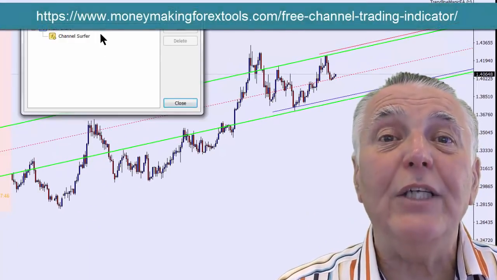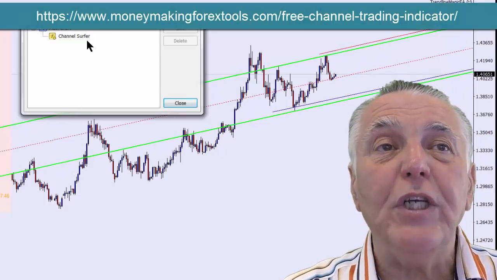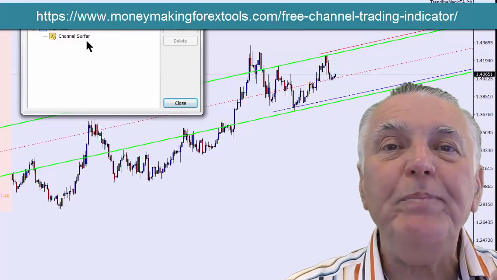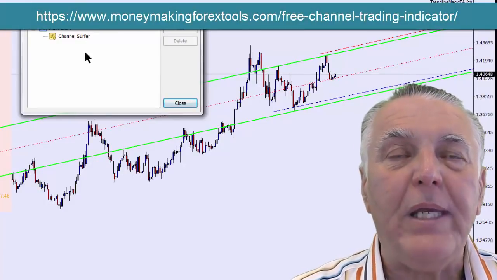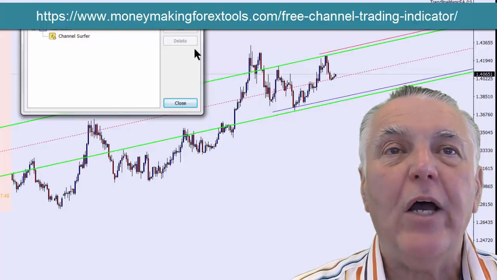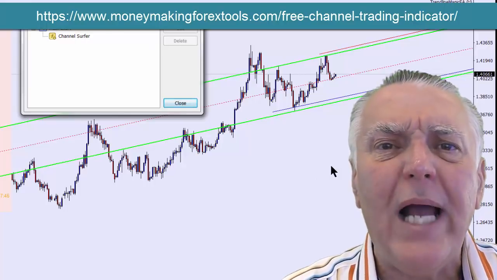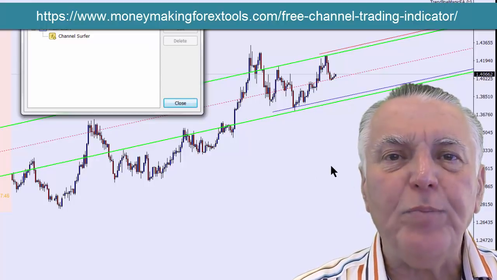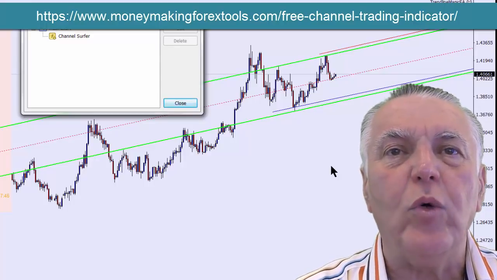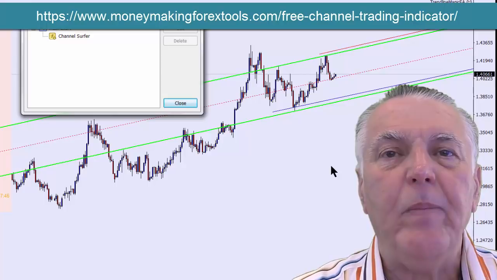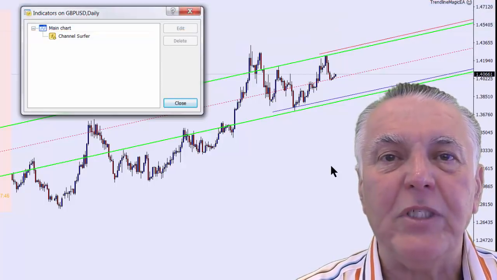Then the other thing is I do have the Channel Surfer indicator that automatically draws channels for me on the chart. So I just download it and it draws it. And it's not always 100% accurate, but I can spot when it's not accurate, and I can redraw the channels to my own liking at some stage.